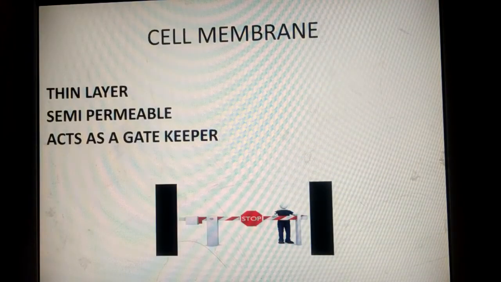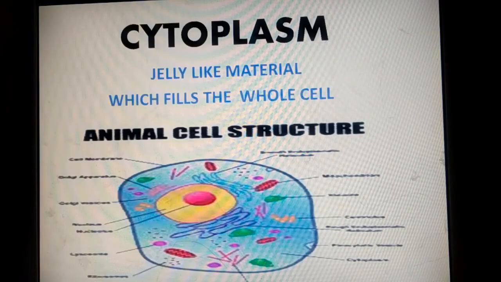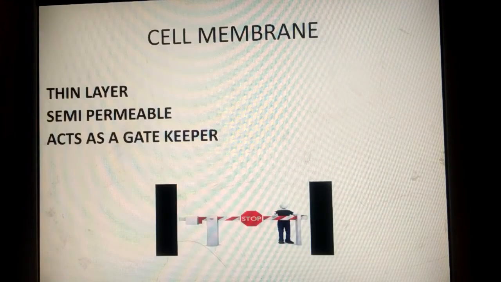Next, the cell membrane. I show you the cell membrane, the boundary of the cell. The boundary of the cell is called the cell membrane. And what's the job of the cell membrane? The cell membrane acts like a gatekeeper, which is a thin layer and semi-permeable or partially permeable. Now what is the job of the gatekeeper? It allows only some of the persons to pass through. So the cell membrane controls the flow of substances or materials in and out of the cell.